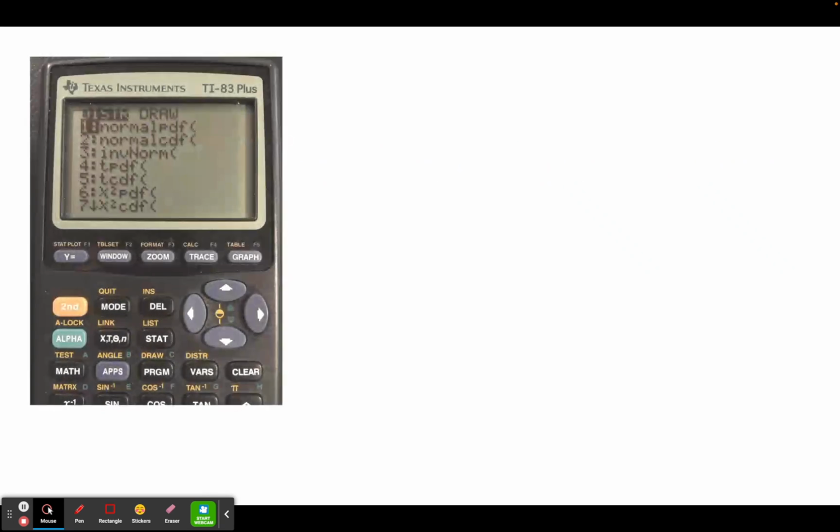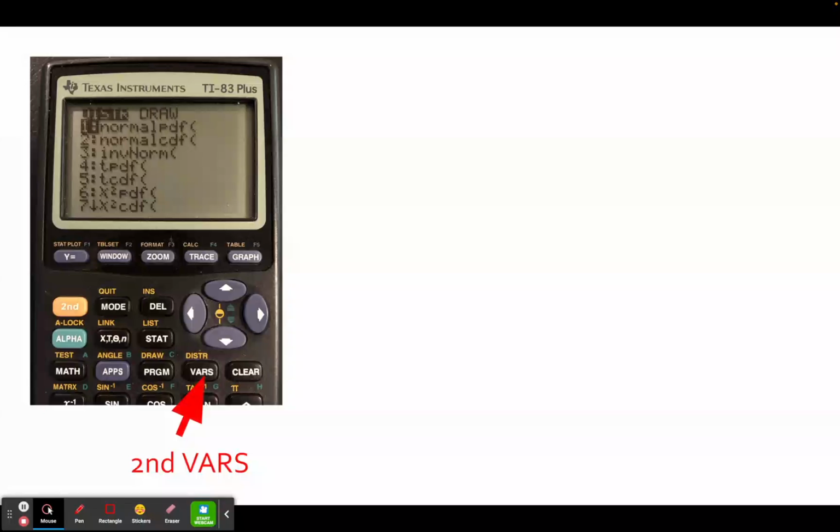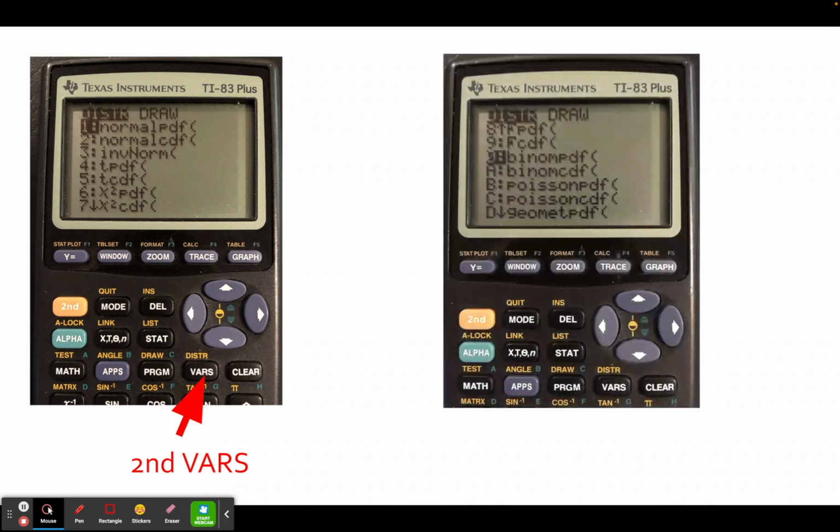If you have a graphing calculator, you want to access this menu right here. This is the distribution menu, and the way you access that is by hitting the second button and then the VARS key. Notice above that it says DISTR, that's distribution. Now you're going to scroll down through that list, and when you get to about the 10th or 11th option, you might notice one that says Binom PDF, and that's the one you want to choose. On my calculator, it's the 10th option, but sometimes different versions might have more or fewer options to choose from. So look for the one that says Binom PDF, and select that one right there.